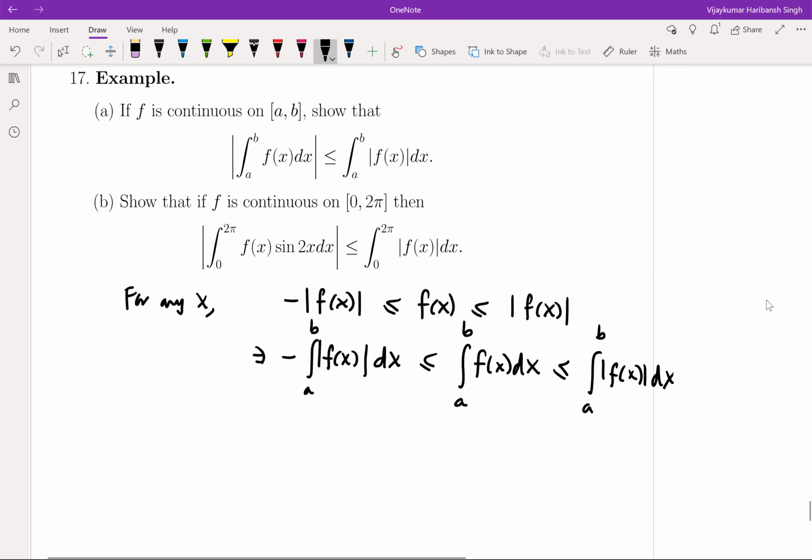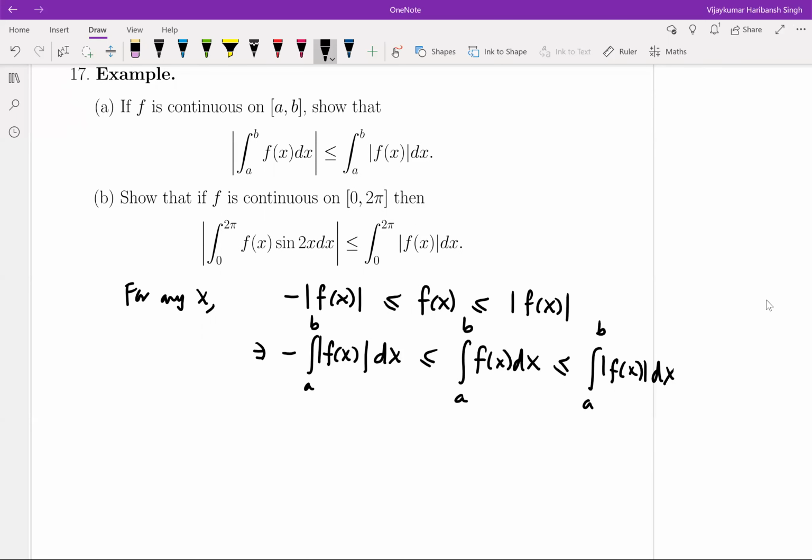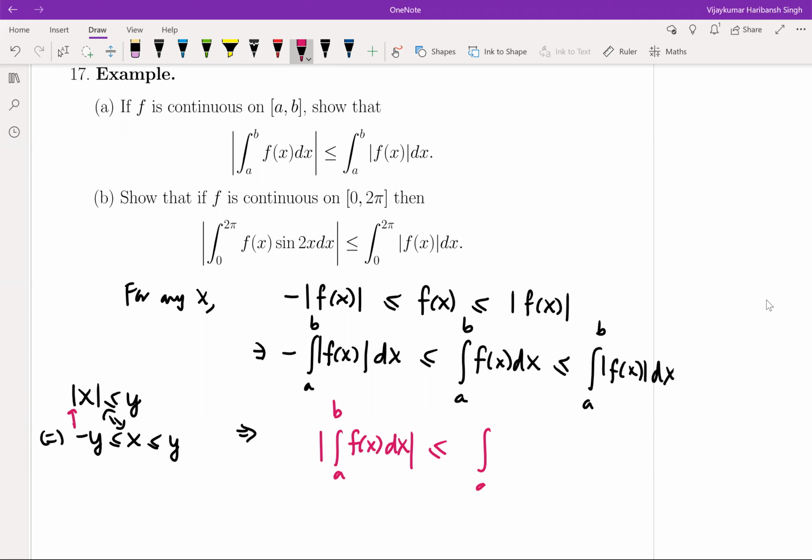Let's read it back without the integral, without the absolute value sign. So you know the following: if the absolute value of x is less than or equal to y, this is same as saying minus y is less than or equal to x, which is less than or equal to y. This is a connection with the absolute value. So now we are going from this direction to this direction, and this would imply that the absolute value of the integral of x dx is less than or equal to the integral from a to b of the absolute value.